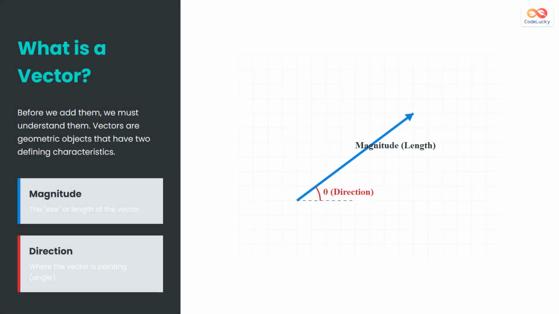First, let us quickly recall what a vector is. Unlike a standard number or scalar, a vector has two properties: a magnitude, which represents how much or how strong it is, and a direction, which tells us which way it is going. In our diagrams, the length of the arrow represents the magnitude, and the angle represents the direction.